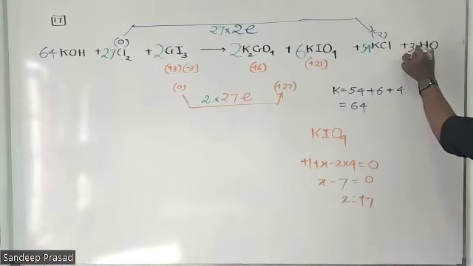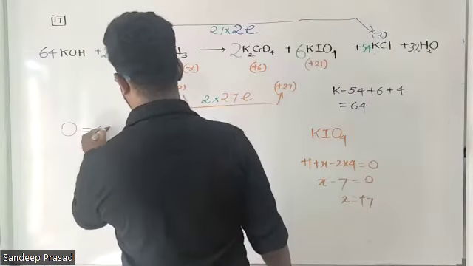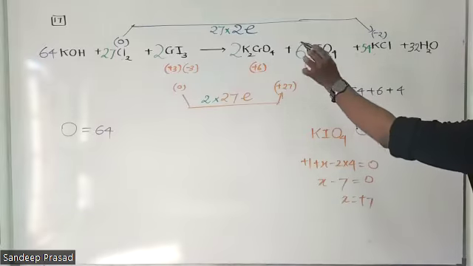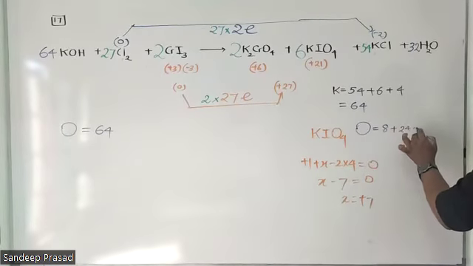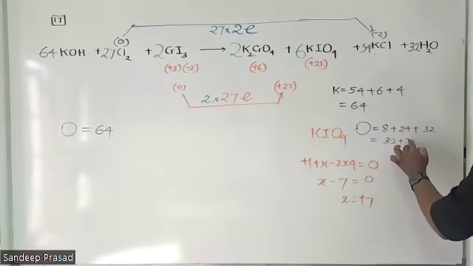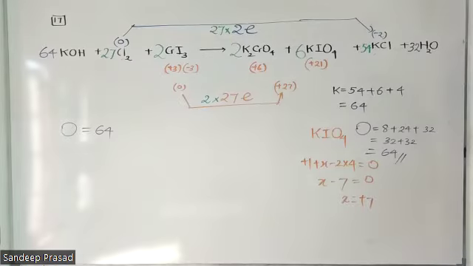Then let me put here 32 water molecules. Now count the oxygen atoms. On the left hand side, there are 64. On the right hand side, how many oxygens are there? 2 into 4 is 8, 6 into 4 is 24, and here 32. The answer is 64. So the reaction is balanced.